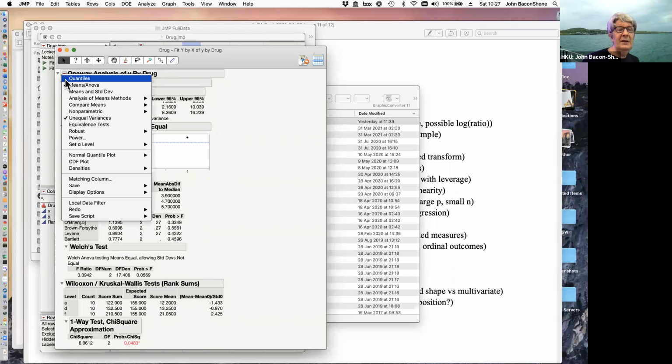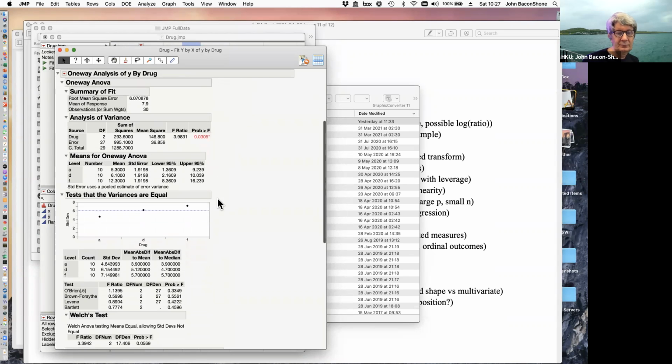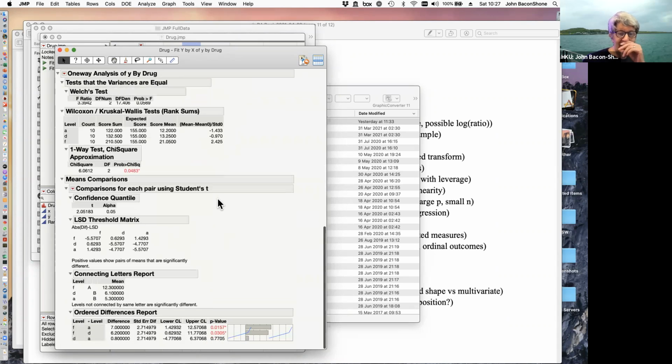So if we did the comparison of these means using a student t-test, then it would tell us down here, A seems to be better than the placebo, D seems to be better than placebo, but there's no evidence that A and D are different. And it says they're significant at about 1.5% and 3%. But this is actually not an appropriate analysis. Why? Because now we're doing 3 tests, not 1.